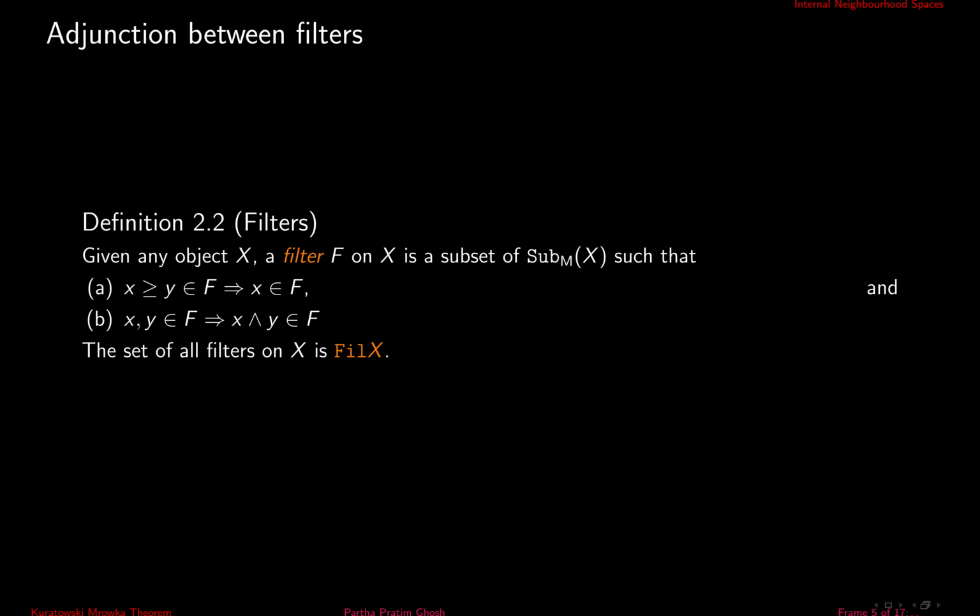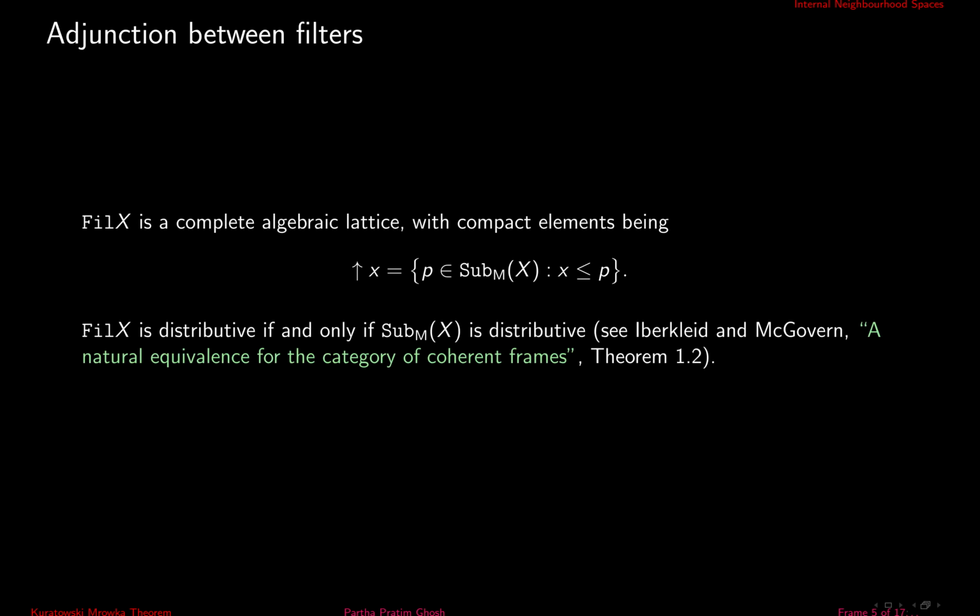We will need the notion of a filter on an object, which is none other than a filter in the lattice of admissible subobjects, and they are defined identically. The set of filters make a complete algebraic lattice, with compact elements being up X as shown over here. The word compact is used in the usual sense of lattice theory. Filters of X is distributive if and only if the subobject lattice is distributive.